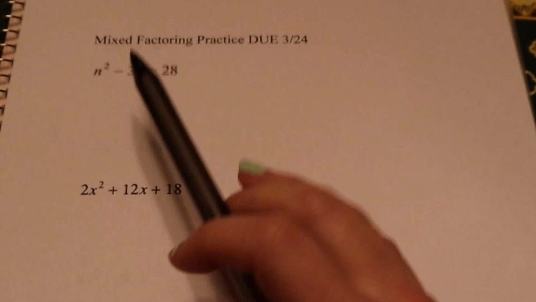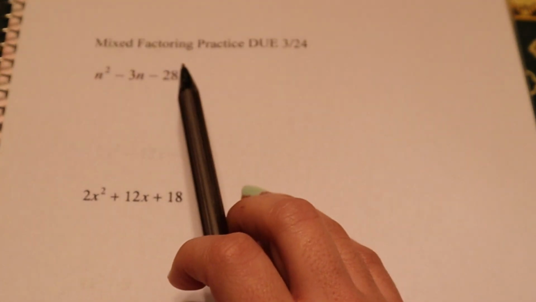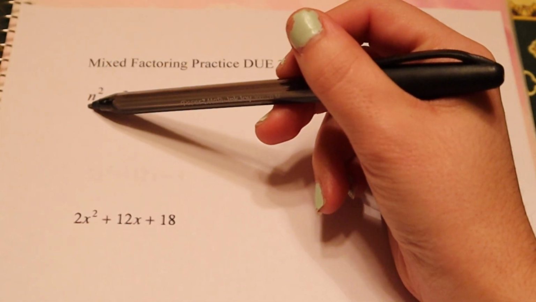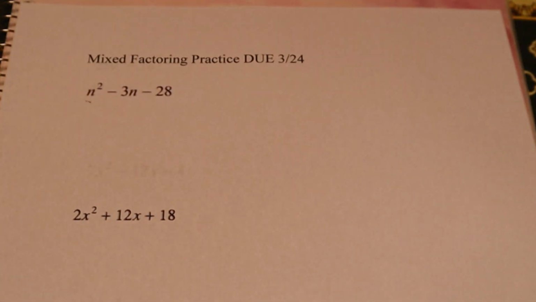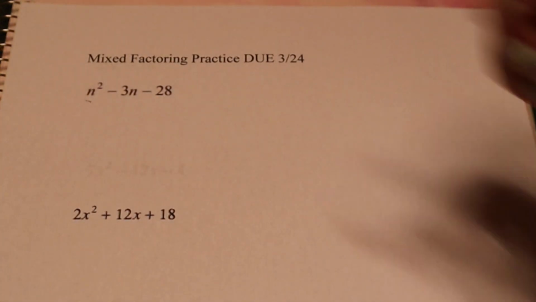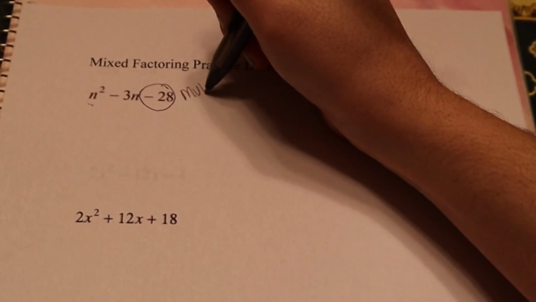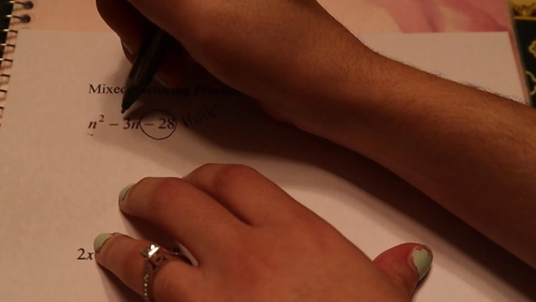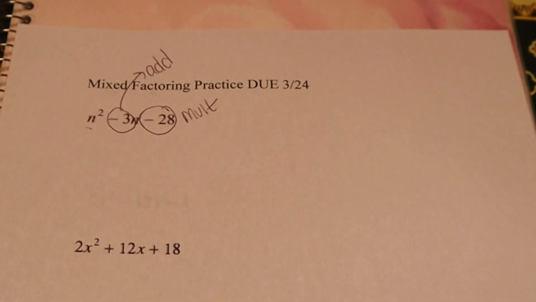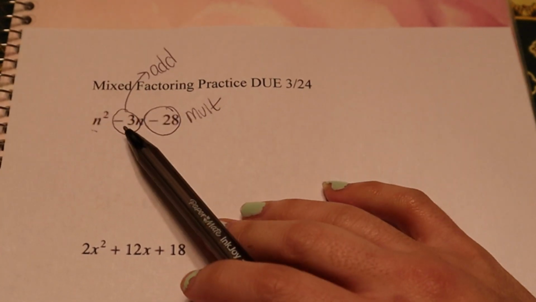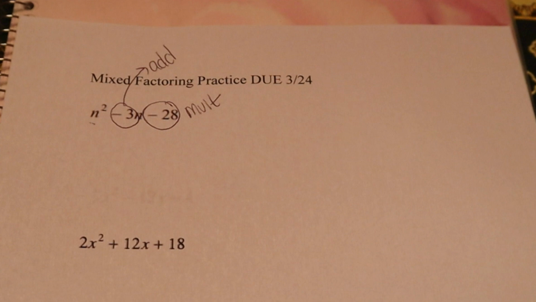The first problem that we need to factor is n squared minus 3n minus 28. Since we do not have a number in front of our n squared or x squared term, since the coefficient is 1, we can just go about the normal trinomial method. So the factors need to multiply to negative 28, but they need to add to negative 3. Since it needs to add to a negative number, I know that the larger factor has to be negative. But let's just try to think of some numbers that would multiply to 28.